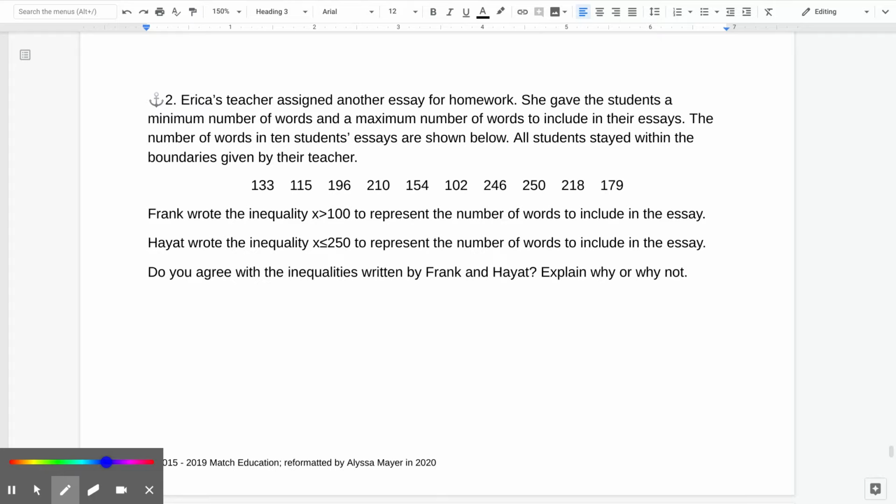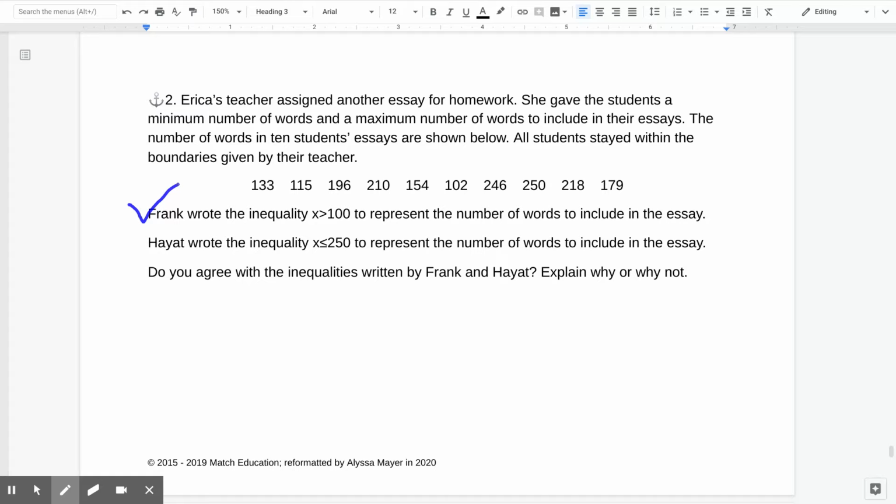And I'm looking through the list, and every single one of those is greater than 100. None of them are equal to 100. They are all greater than. The smallest one is 102. So yes, Frank's does work.